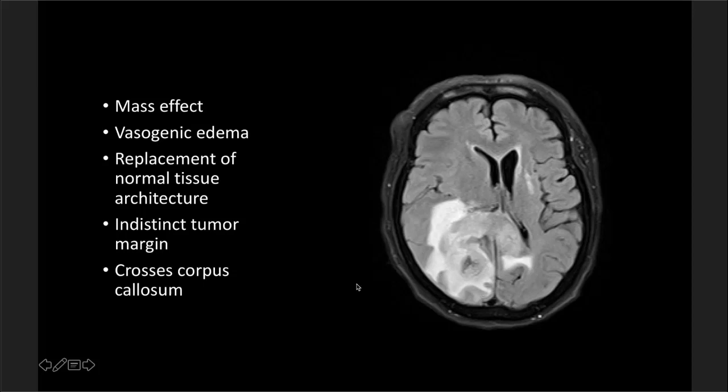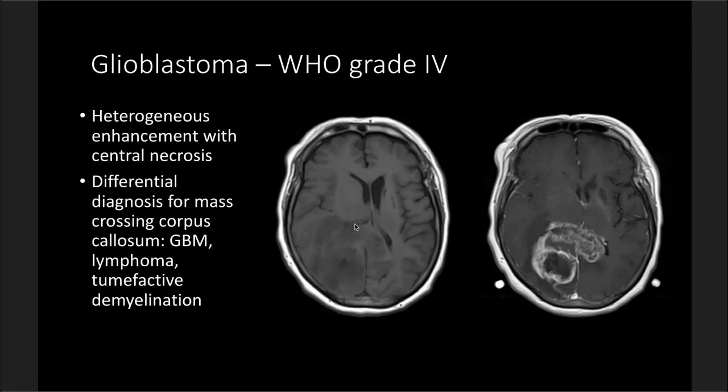If we look for the tumor margin here, it's indistinct. So we can't draw a line around the margin of the tumor. Very indistinct. On pre and post contrast, here we can see that the tumor has heterogeneous enhancement and again some areas of central necrosis within the tumor. So this is a glioblastoma, WHO grade 4.